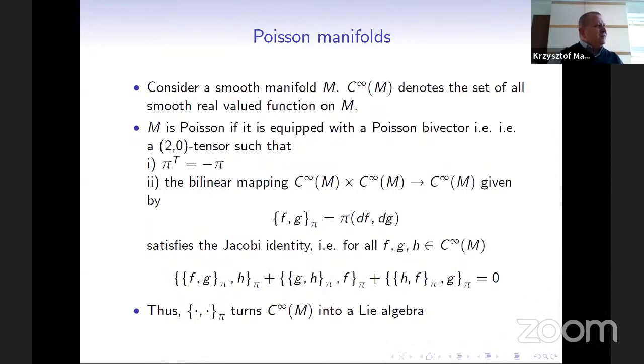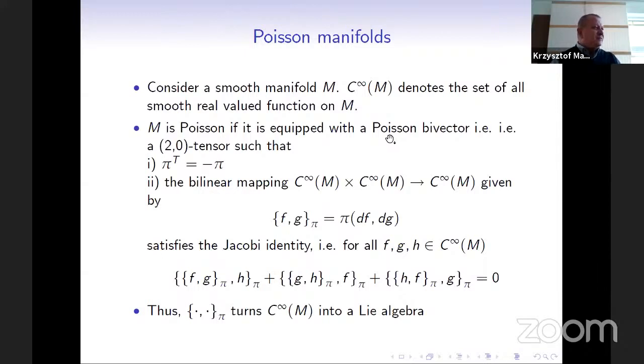Okay, a very elementary introduction to Poisson manifolds first. If you don't know what a manifold is, think about R^n, just Euclidean space with n dimensions. Otherwise, consider a smooth manifold M. And C^∞(M) is, of course, the set of all smooth real valued functions on M. We call such a manifold Poisson if it is equipped with a Poisson bivector.